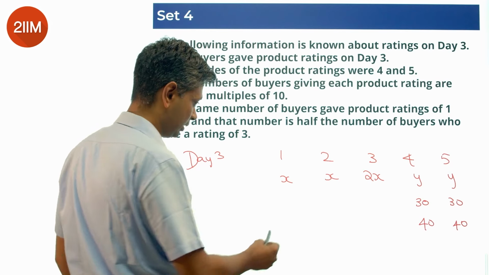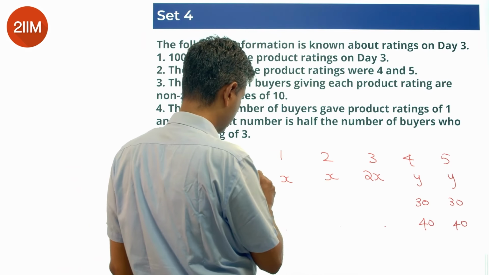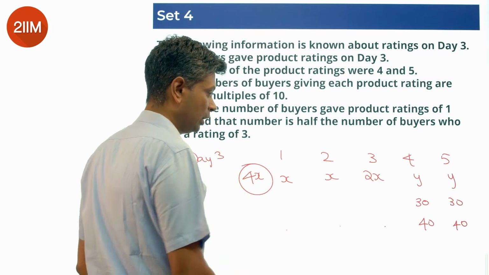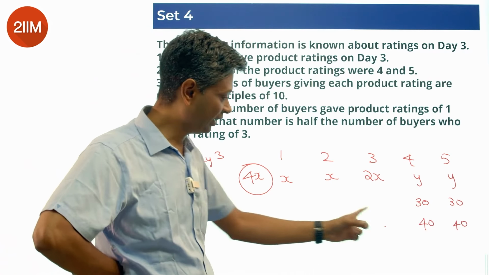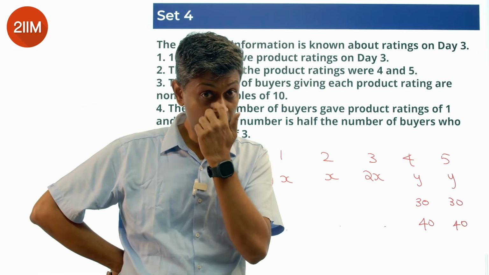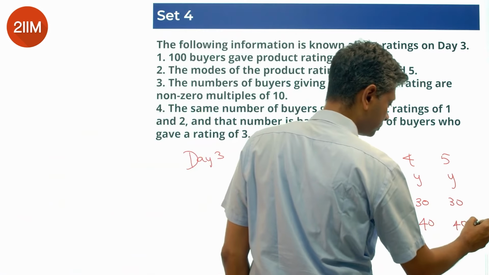And then X, 2X. X plus 2X is 4X people. In this case, the remaining is only 20 people. So it should be 5, 5 and 10. That's not possible. The number of people giving each rating is a multiple of 10. So this is also ruled out.